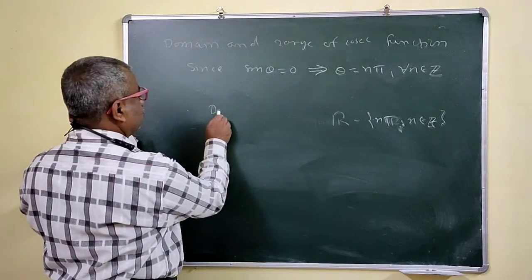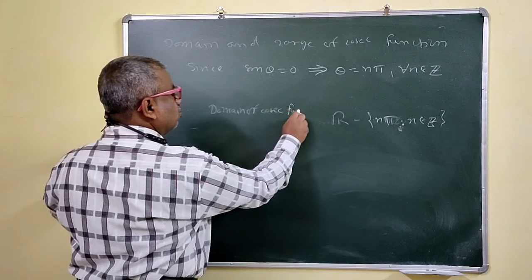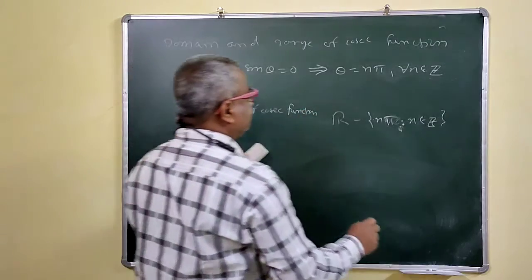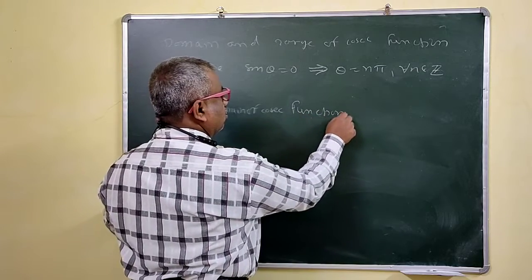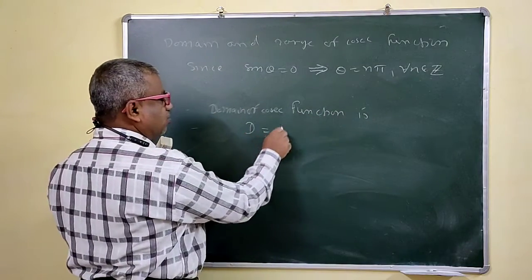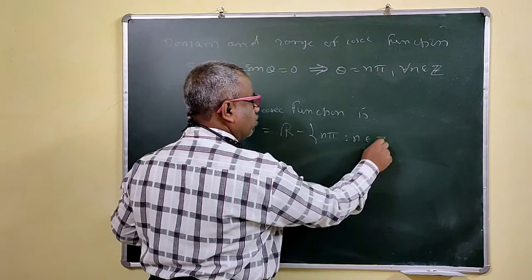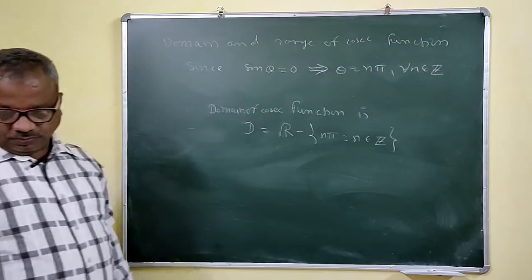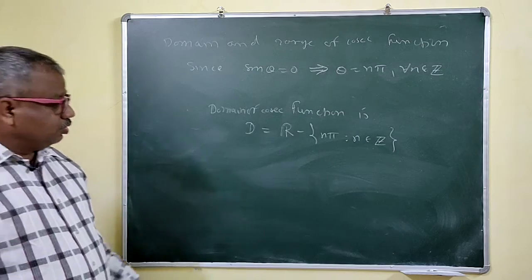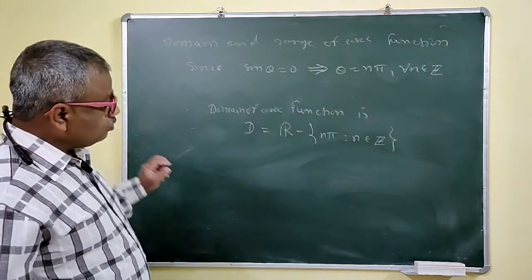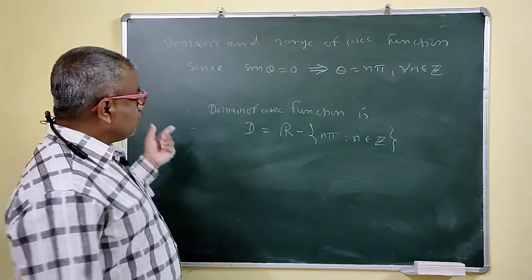So domain of the cosec function is D equal to R minus {n pi, n belongs to Z}, right? So now see, this is cosec theta.